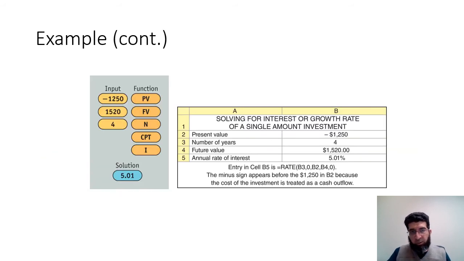In the calculator it's pretty straightforward. Present value is given, future value 1520, and n is 4 years. Compute I, and you will get 5.01. Same is the case with Excel, where you can calculate the I using the RATE function.